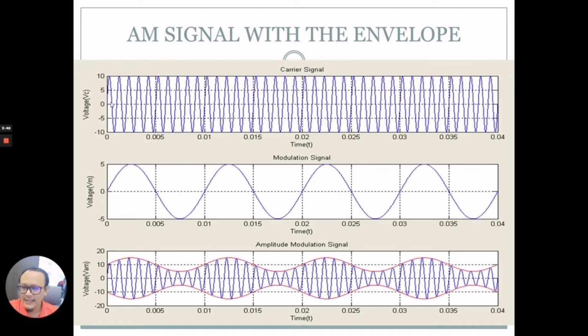From this one cycle time frame, we can calculate the frequency. The equation is F equal to 1 over T. So from here, if you calculate 1 over 0.01 second, you can get the frequency. And if you compare both of these signals, the carrier signal has a higher frequency compared to the modulating signal.